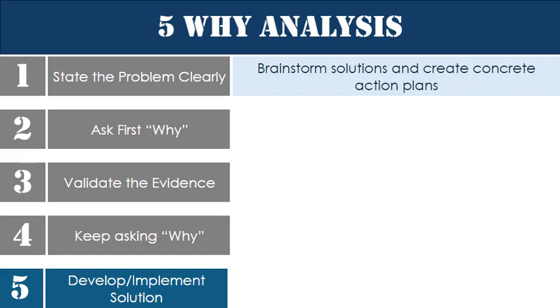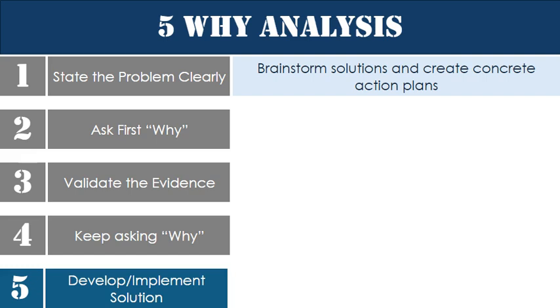Step 5. Develop and implement the solution. Now, brainstorm solutions that address the root cause directly, not the symptoms. If the root cause is no process for adjusting timelines when requirements change, don't just tell the team to be more flexible or communicate better. Those are vague directives that address symptoms rather than creating systemic change.